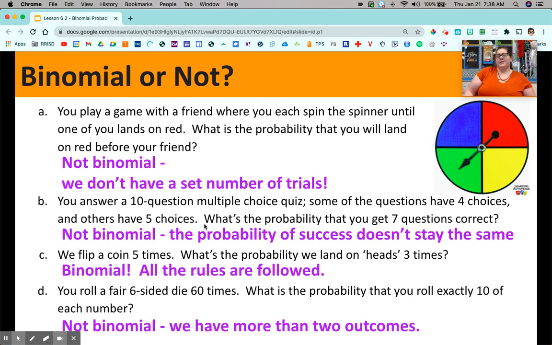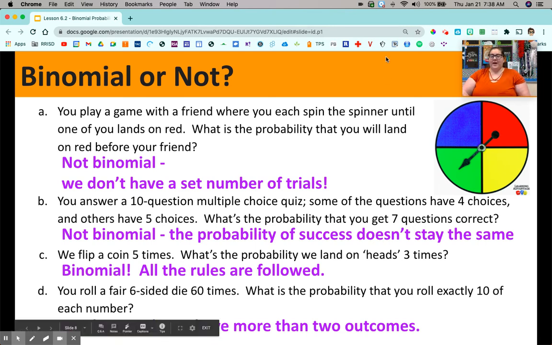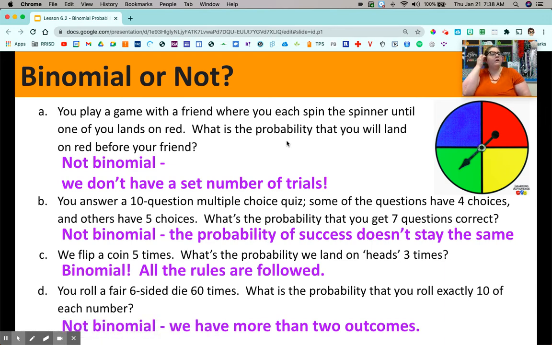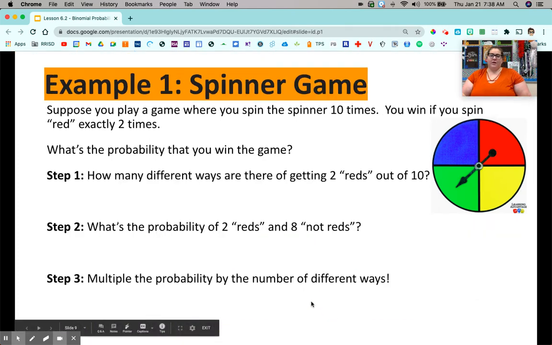In order for this to be a binomial with a die, we would have to say something like, how many times do I land on 6? So I'd be measuring, did I land on 6 or did I not land on 6? It has to be 2 outcomes.